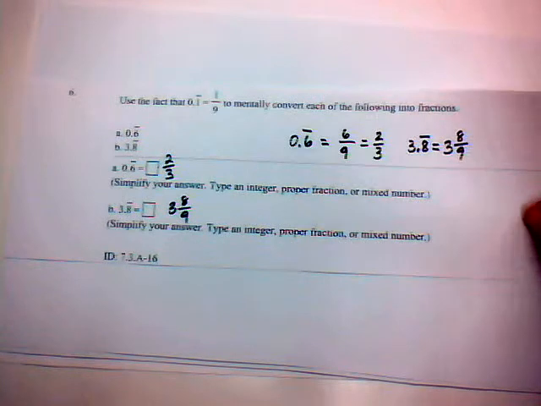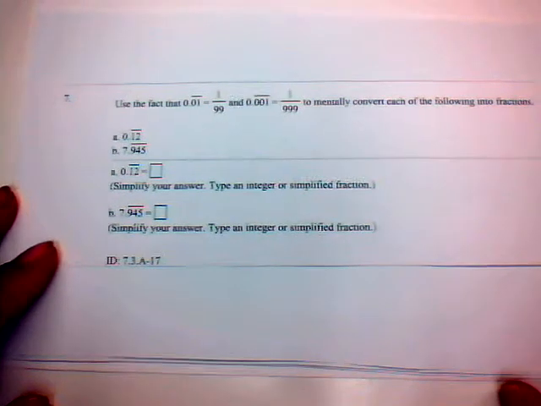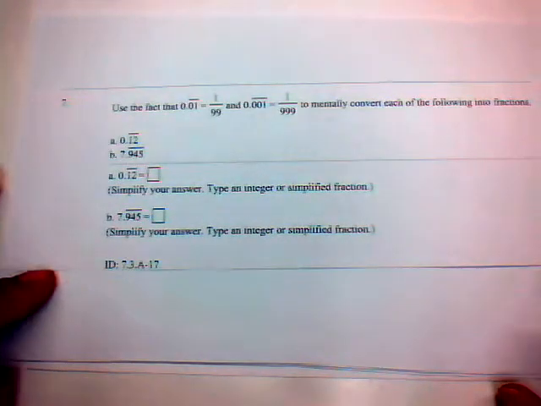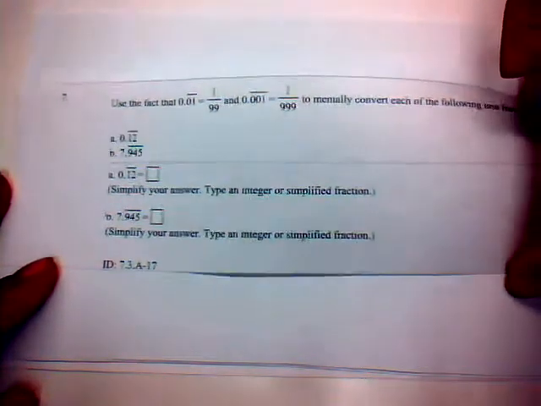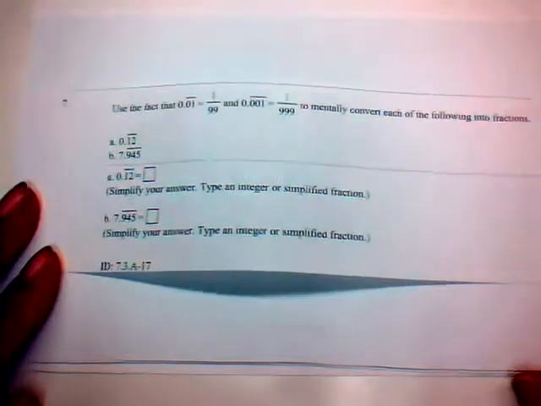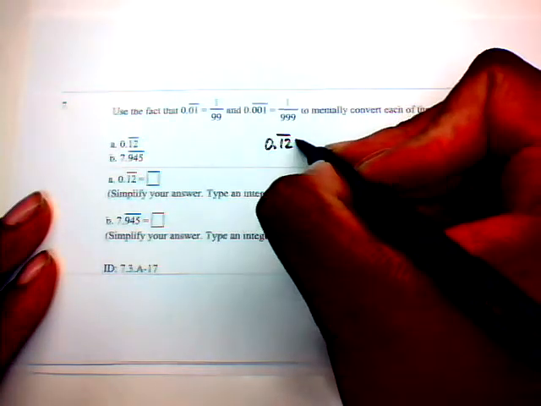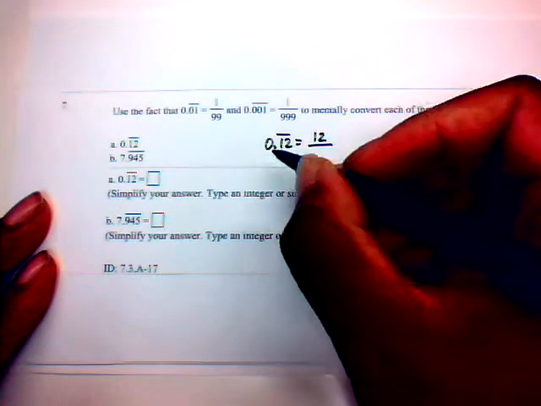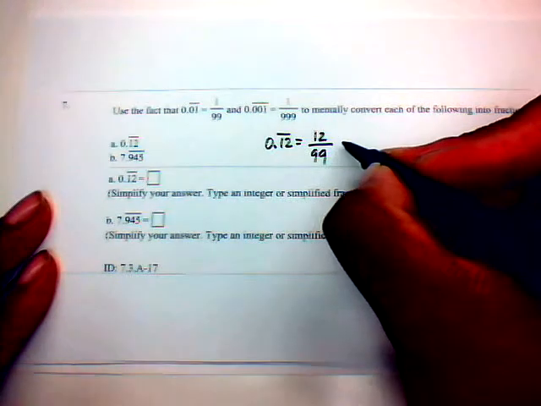Okay. Problem number 7. Use the fact that 0.01 repeating is equal to 1 over 99 and 0.001 repeating is 1 over 999 to convert each of the following into fractions. In this case here, 0.12 repeating, where the 1 and the 2 repeat, the 1 and the 2 go on top. The two numbers that repeat, that means we use the 99. So it'll be 12 over 99.